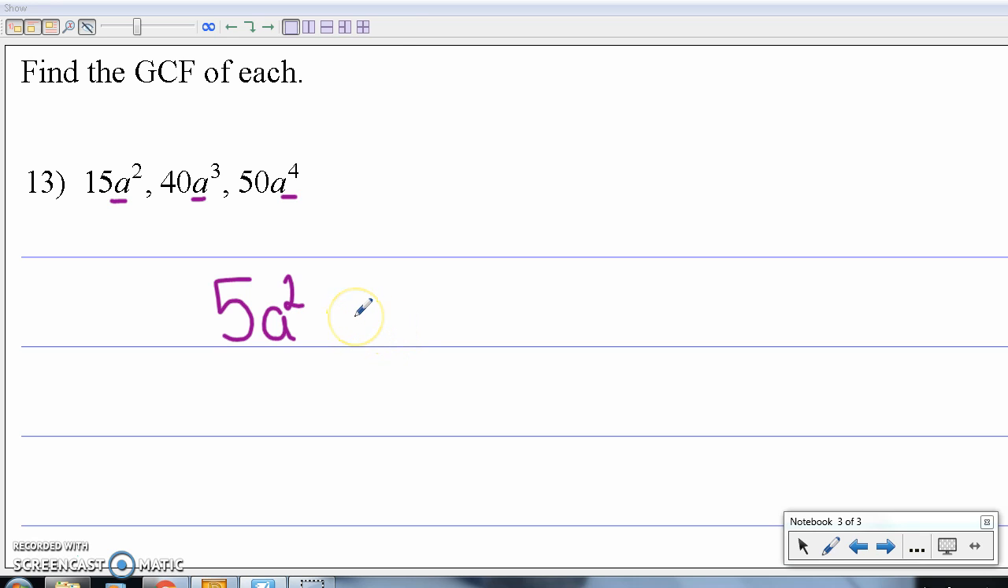So that is all you're doing for today to get you ready to factor next week using a GCF or factor by grouping. If you have any questions, let me know. Otherwise, your homework is to finish the rest of this sheet.